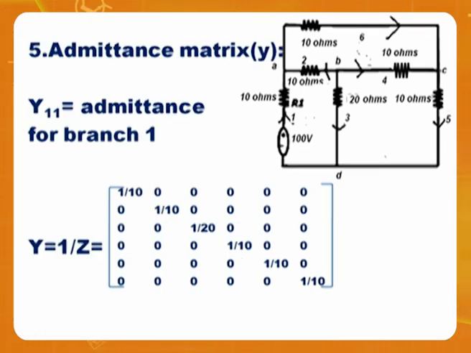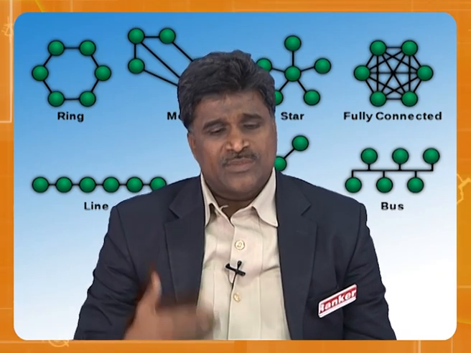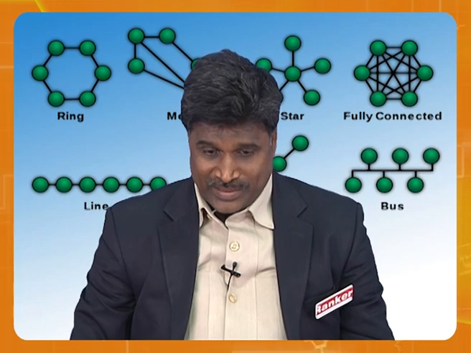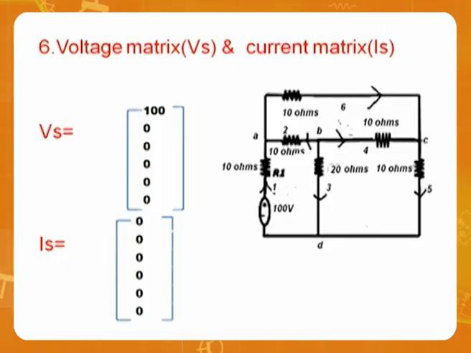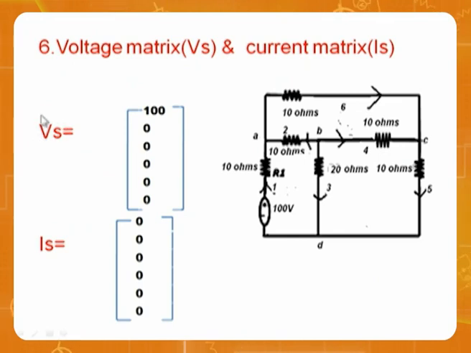Then when you look at the admittance matrix, whatever you have done there, you can do 1 by it. So the admittance matrix is exactly the reciprocal of the impedance matrix. Good. Then the sixth problem. Voltage matrix, current matrix. The voltage matrix we call VS because it's not simply voltage, it is voltage source. V for voltage, S for source.